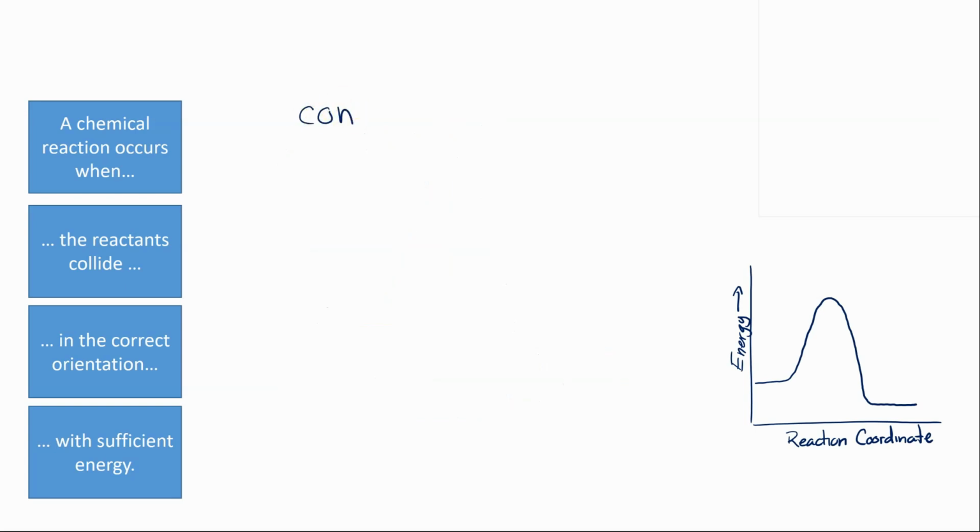So the first one I want to talk about is concentration. The concentration of reactants will affect the rate of reaction. Higher concentration of reactants will increase the rate of the reaction. And we can look back to these three rules to understand why. If there are more reactants in the same space, we will see more frequent collisions, and therefore a higher rate of reactions.